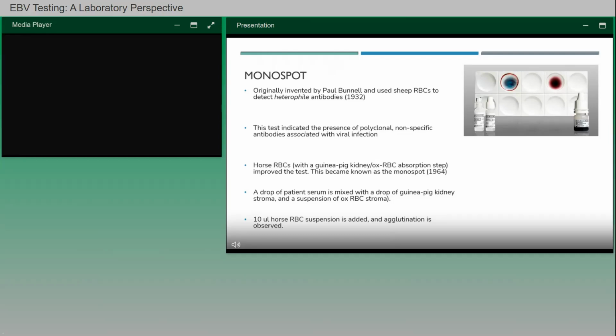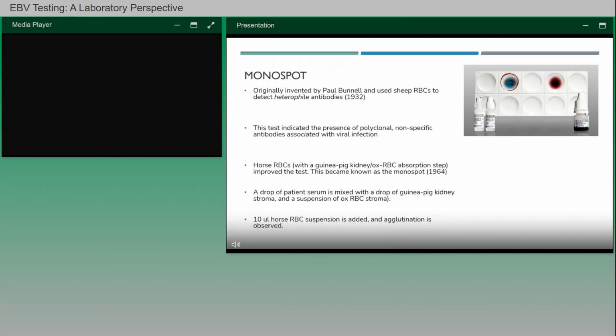You get this non-specific viral associated agglutination. And then about 30 years later, they found that horse red blood cells are even better than sheep. And then they also found that there's a pre-treatment you can do with a specimen to absorb some of the less specific antibodies with ox red blood cells and guinea pig kidney. And so this new modification became known as the Monospot. That is when we started calling this test the Monospot, back in 1964, when these new revisions to the procedure came.